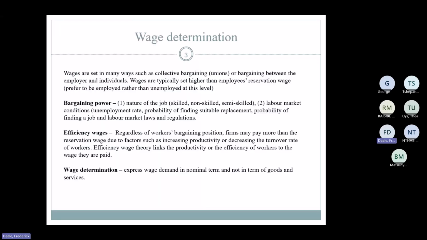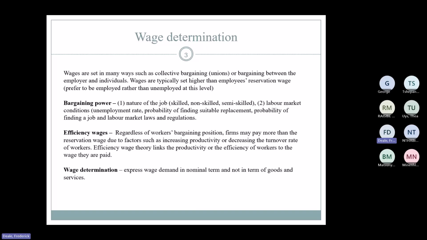Okay, next slide. So the first important concept, it's wage determination. So wages are really set in a lot of different ways. They can be set via collective bargaining, so unions negotiating, I don't know, entry-level wages for mine workers, or it can be between you and an employer. When an employer wants to employ you, you negotiate what wage you want to receive, and once a year you negotiate, well, what increase you plan to get.